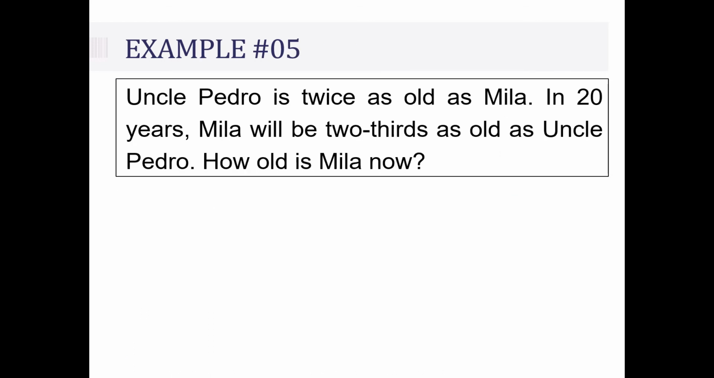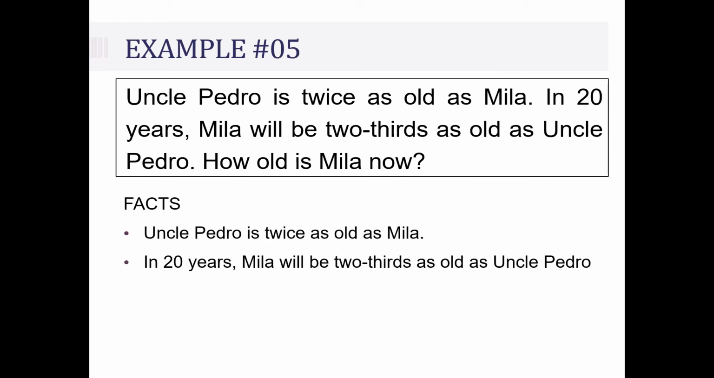Now, moving on to example number 5, ito naman ay about age problem. So, Uncle Pedro is twice as old as Mila. In 20 years, Mila will be 2/3 as old as Uncle Pedro. How old is Mila now? What do we know? We know that Uncle Pedro is twice as old as Mila. In 20 years, Mila will be 2/3 as old as Uncle Pedro. So what do we wish to find? The age of Mila now.